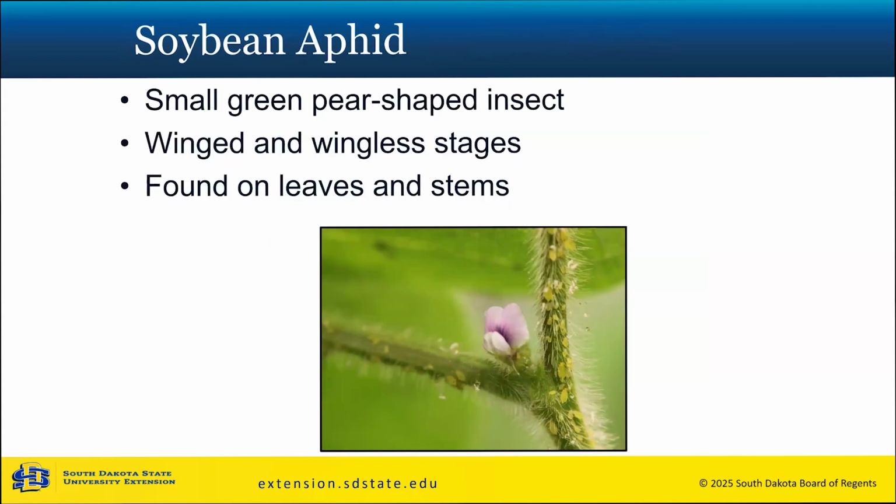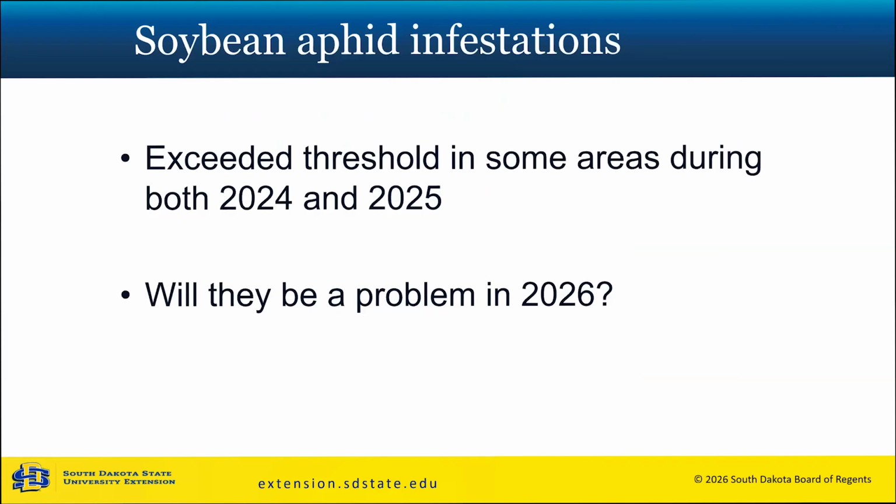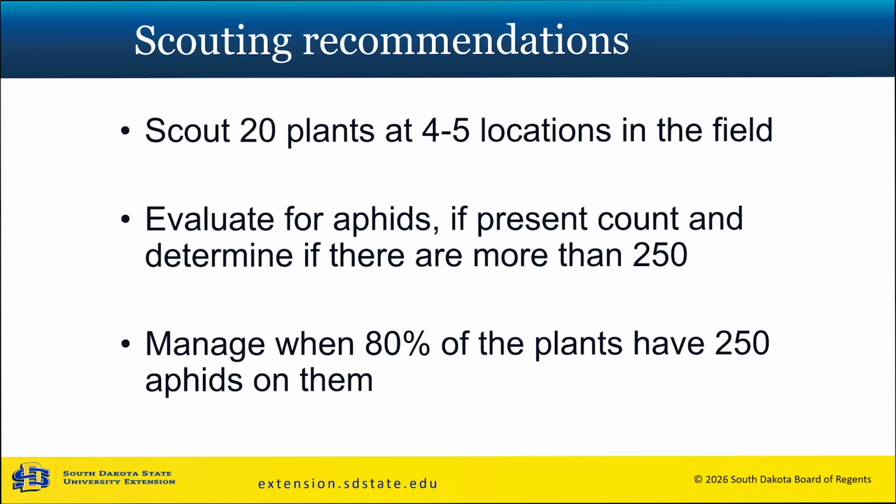All right, our next soybean pest, and I'm sure all of you are quite familiar with this one, they've been around since about 2000, is your soybean aphid. And as I'm sure you guys are well aware, they're found on the underside of leaves for the most part, and then also on your soybean stems. The reason we keep mentioning them is they do occasionally exceed threshold, and they have in some areas during both 24 and 25. So the question is, with all of our insects, really, will they be a problem in 2026? Well, we really don't know that for sure.